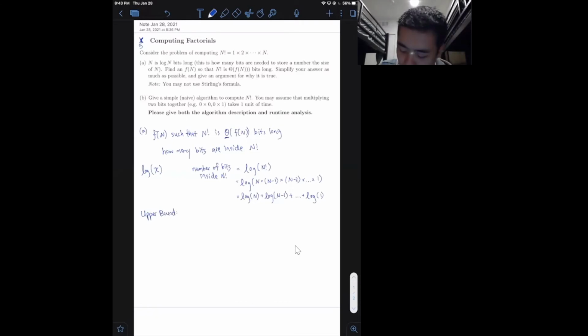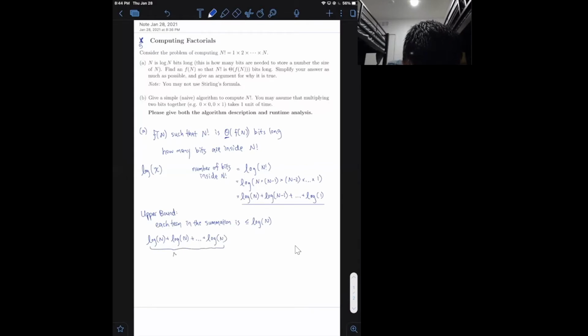We see that in this summation, each term in the summation is less than or equal to log of n. So one reasonable upper bound for the value of the summation is log n plus log n all the way to log n. And we have n terms in the summation, right?